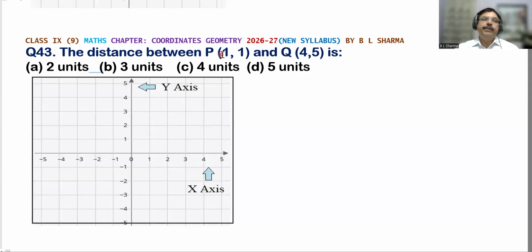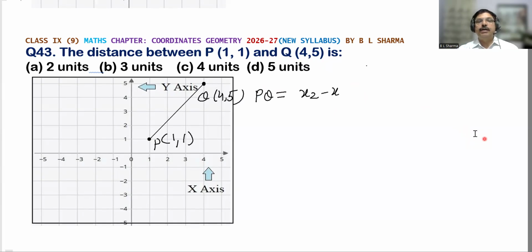The distance between the 2 points P and Q having these coordinates will be... coordinate of point P, that is 1, 1, and Q, that is 4, 5. So this should be the distance. That is 1, 1, and this point is P. This is point Q, 4, 5. What should be the distance? Using the distance formula, x2 minus x1 whole square plus y2 minus y1 whole square, take its square root.